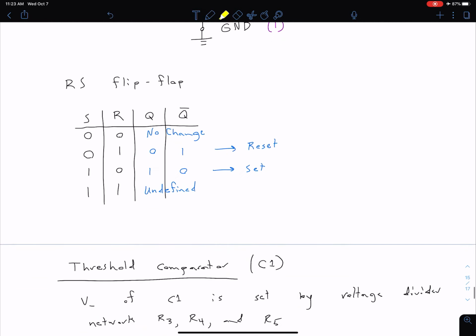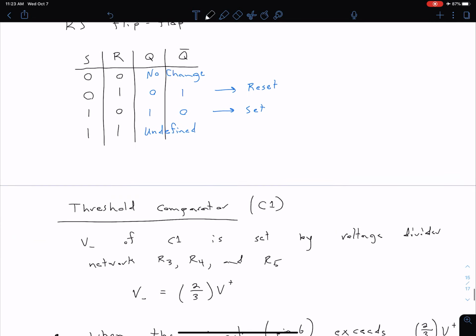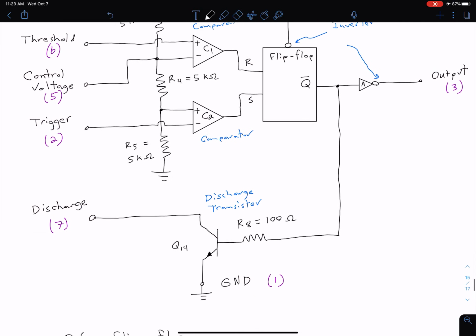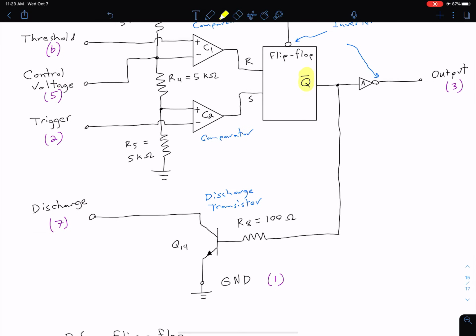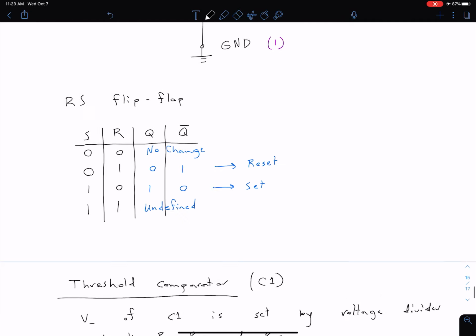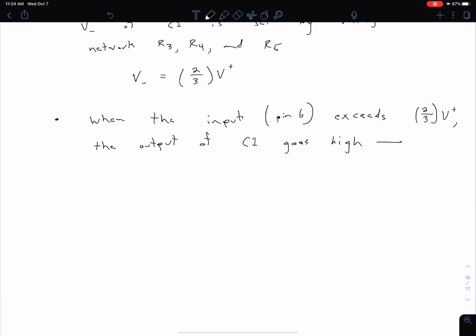So coming down here to our truth table, we see if we have R is 1, then we're going to have our reset state. So what that means is that the output from our flip-flop is going to go high, because up here note that our output is labeled as Q naught. And for R equals 1, we have Q naught is 1. So coming back here, we say our output for comparator C1 goes high, which means that our RS flip-flop output is high.